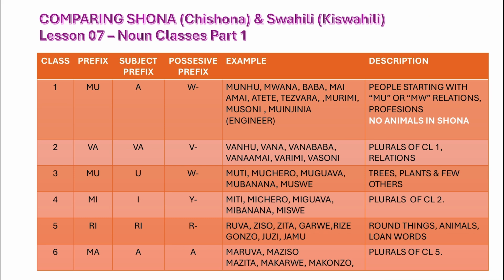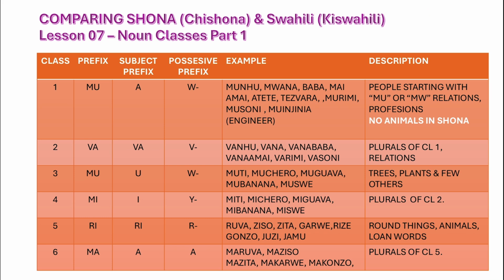Examples: munu, a person; mwana, a child or a baby; baba is father; mai is mother, or you can call it amai, mother; atete is aunt; tezara is father-in-law. Then professions: murimi is a farmer; musoni is a tailor; muinjinia is an engineer.